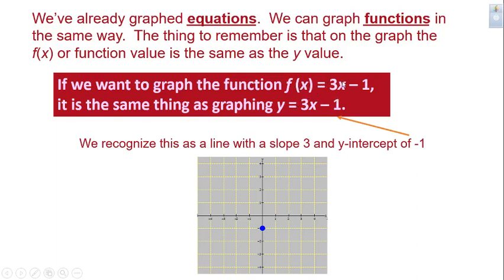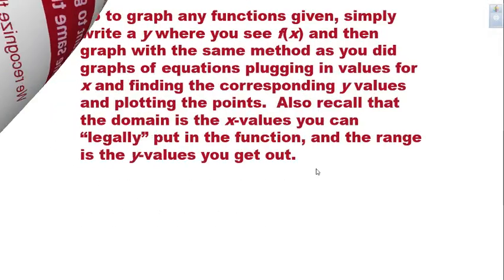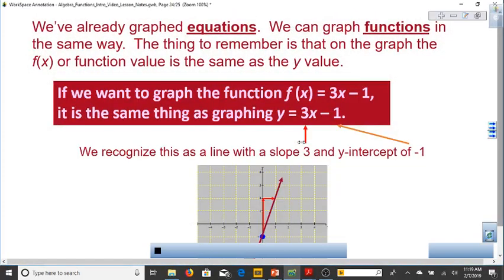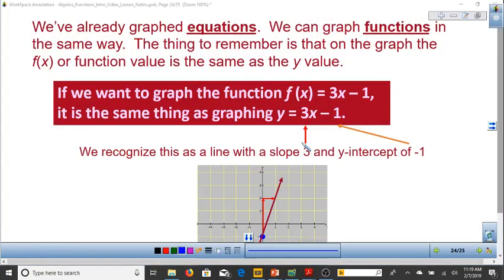So f of x equal to 3x minus 1 is a straight line function whose slope is 3 and whose y-intercept is -1. So we start at -1 and use the slope to go up 3 units and over to the right 1 unit, and that gives me another point, and then I can just join those 2 points. And what I have here is the graph of a straight line. That is the graph of my function right there.